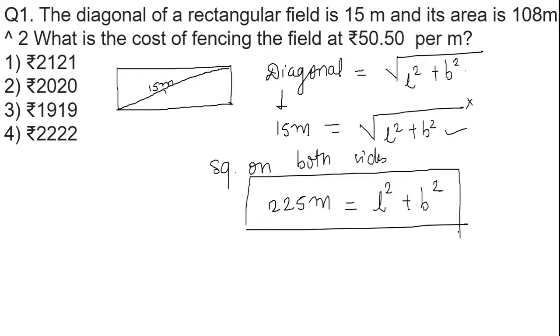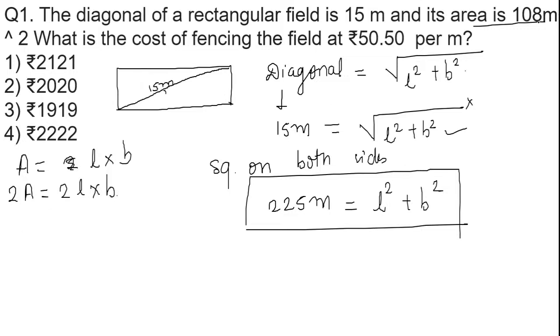At the same time, what is given here? They have given us the area, and we know the area of the rectangular field is length into breadth. So here what I'll do, I'll multiply 2 on both the sides. Why? I'll tell you. I'm multiplying, basically, by 2 on both the sides, LHS as well as RHS.